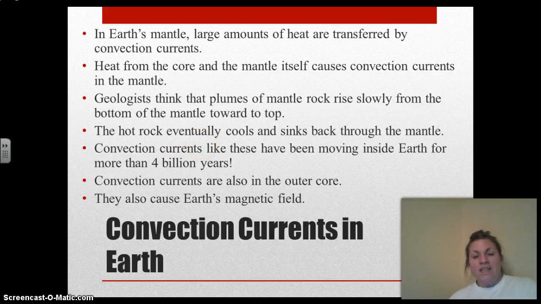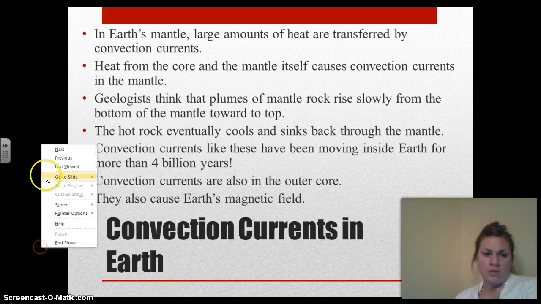Okay, that's what you're seeing. It's kind of like that pot of soup. The bottom of the soup, as it gets warmer, it rises up. The top part, cool, sinks. Same thing happens when you're heating up a pot of soup. Convection currents like these have been going on inside Earth for billions of years. Okay, so convection currents are also in the outer core, and this is what they believe to cause Earth's magnetic field.